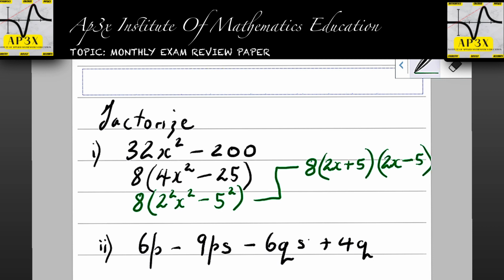Now I do not have a video on perfect squares or difference of two squares as yet, but when we get to that level, we're going to see tutorials on that particular topic. But for now, let us be prematurely exposed to this. Many of my students currently watching this video would have already gone through this topic of difference of two squares. So this represents our final result: 8 open bracket 2x plus 5 close bracket open bracket 2x minus 5, and that completes our factorization for that question.